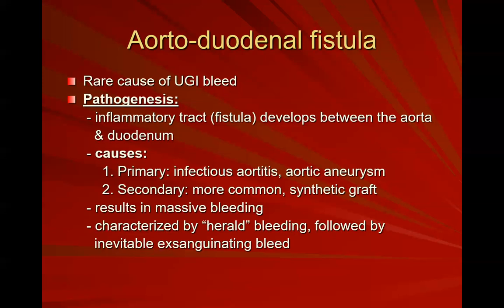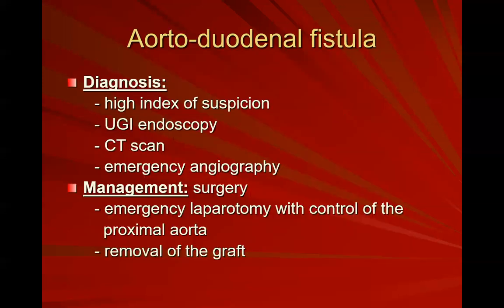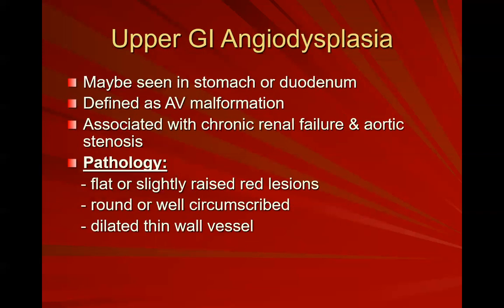And it's characterized by something they call a herald bleeding, and it's followed by inevitable bleeding. So usually these kinds of patients would die because of this bleeding, especially if it's associated with graft inflammation of the aorta, then the repair would be very difficult. So the diagnosis and surgery of such cases is not important, but remember why it is happening.